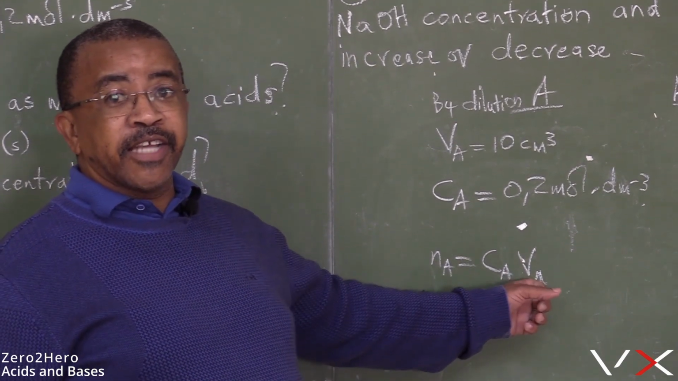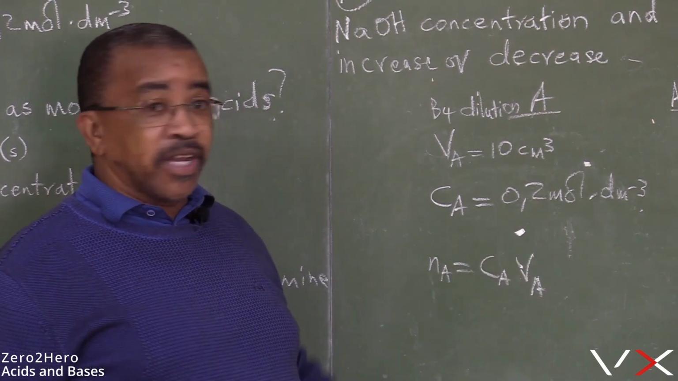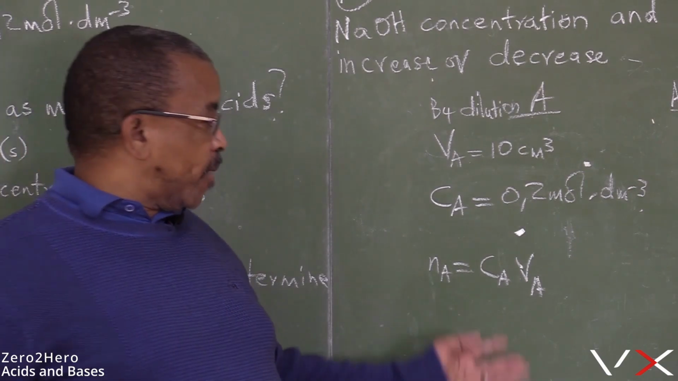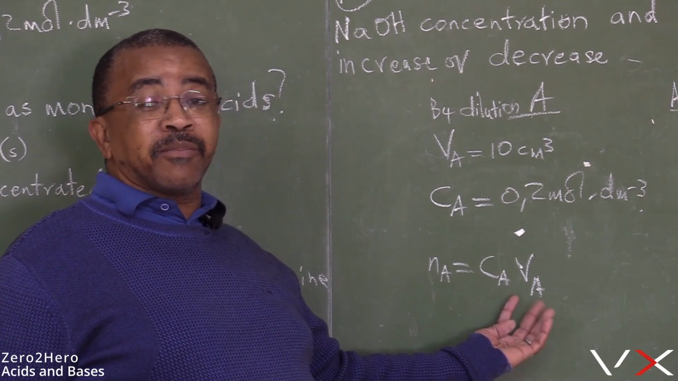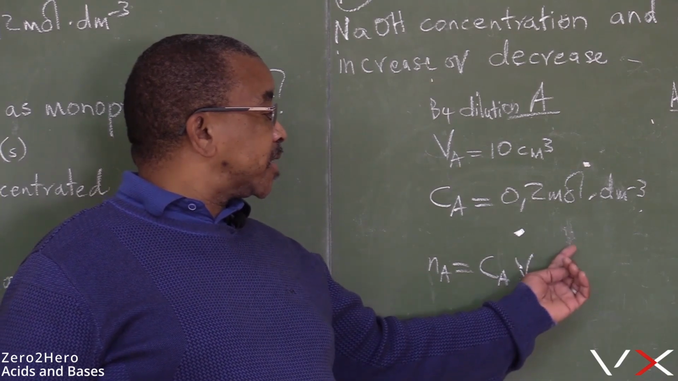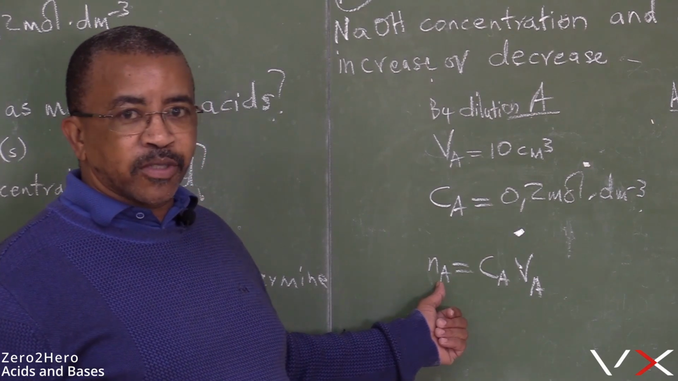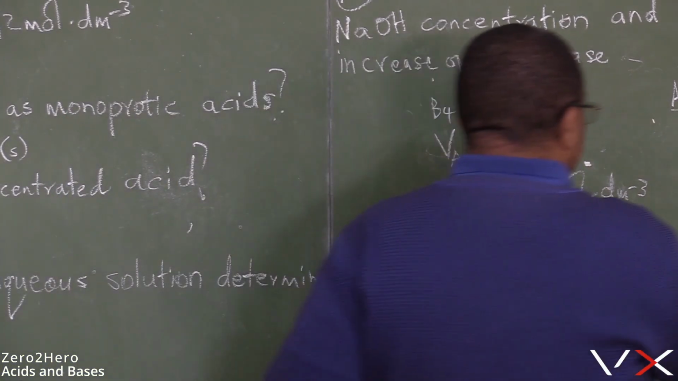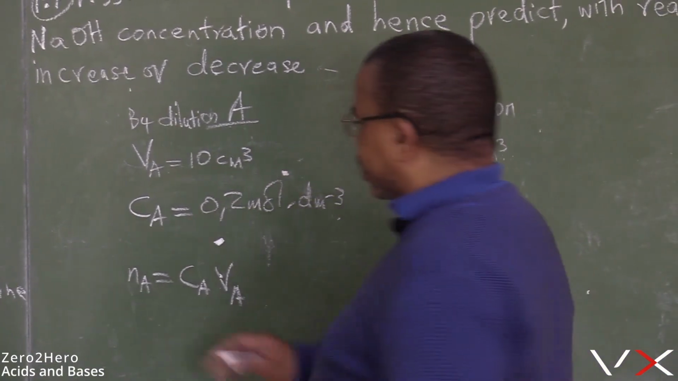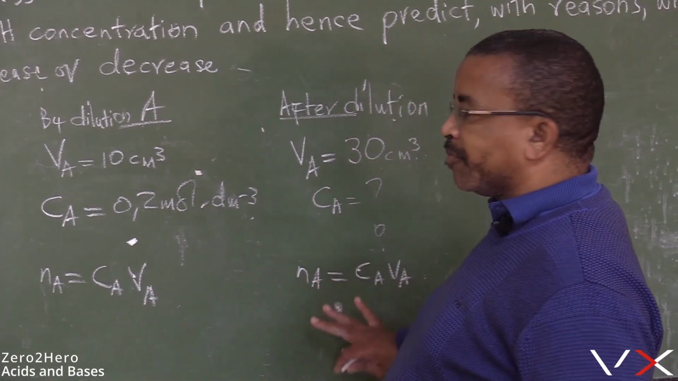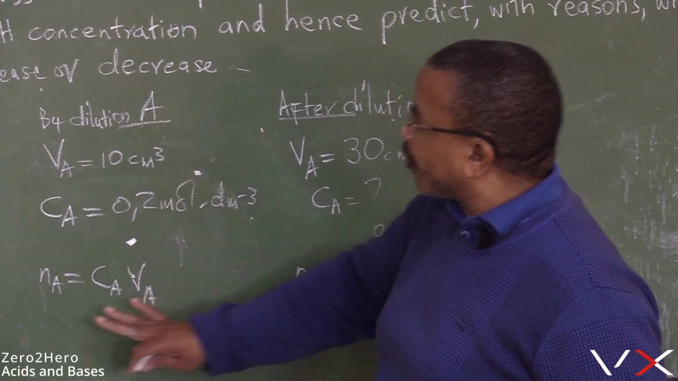Look at the relationship between C and V. If the volume is increased, we expect the concentration to be less than 0.2, because in this relationship, when you multiply the two, if one of them increases, the other one decreases. They are inversely proportional, provided the number of moles is kept constant. And obviously, our number of moles of A is kept constant.